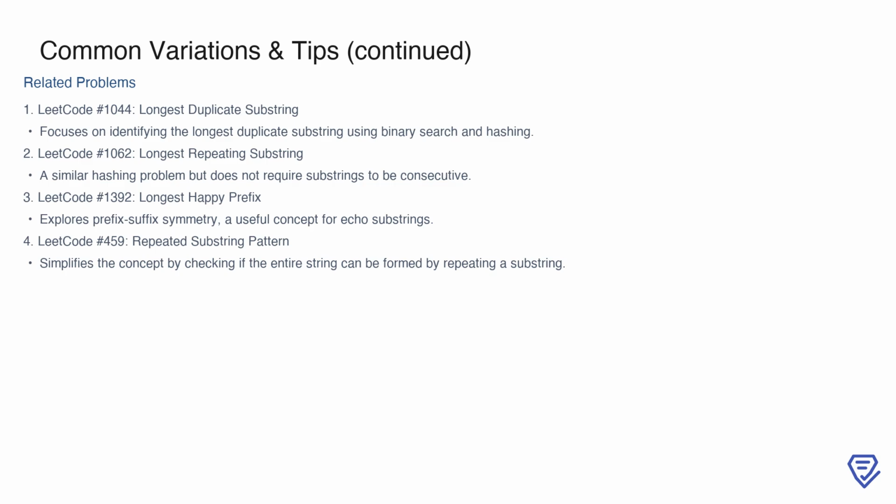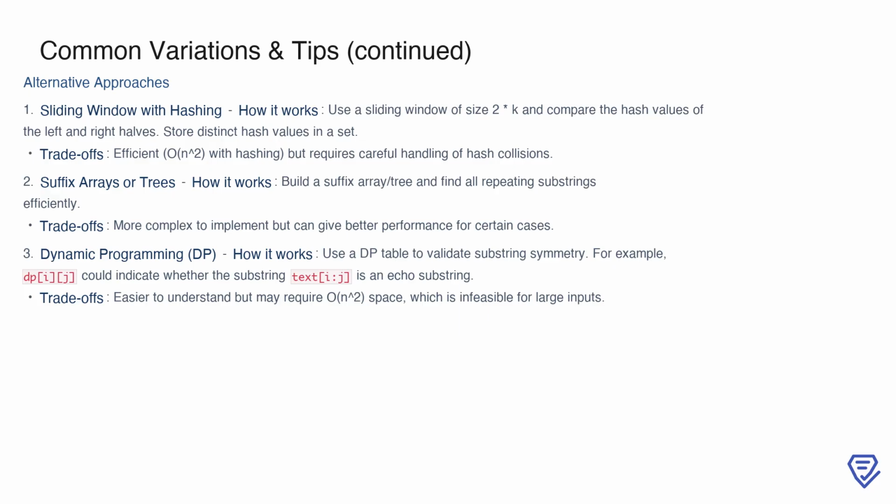Finally, LeetCode number 459, repeated substring pattern, simplifies the idea by determining if the entire string can be constructed by repeating a substring. Exploring these problems can help you spot patterns and develop transferable techniques for solving symmetry and substring-related challenges. There are multiple alternative approaches to solving the distinct echo substrings problem, each with its own advantages and trade-offs.